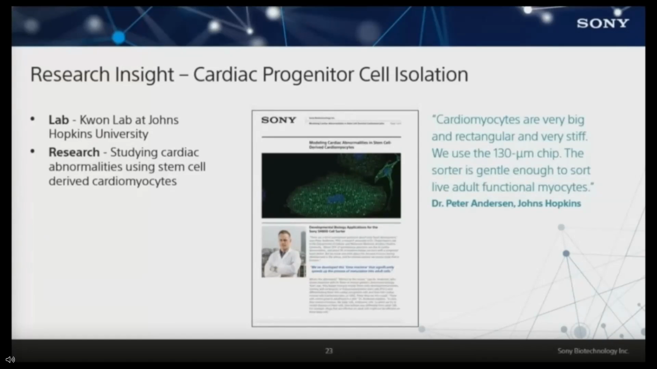So sorting these cells requires an instrument that's capable of doing that. And so you need a larger diameter stream. You need a larger nozzle. You need bigger droplets. You need lower pressure for viability. And so what Peter Anderson shows, and what he is on the record saying, is that the SH800 with the 130 micron chip is able to get his cells not only sorted, but maintain their viability and functionality upon sorting these cells.